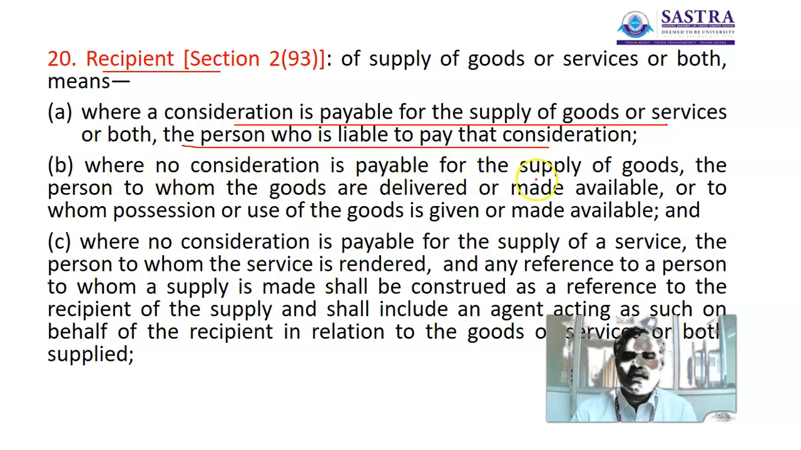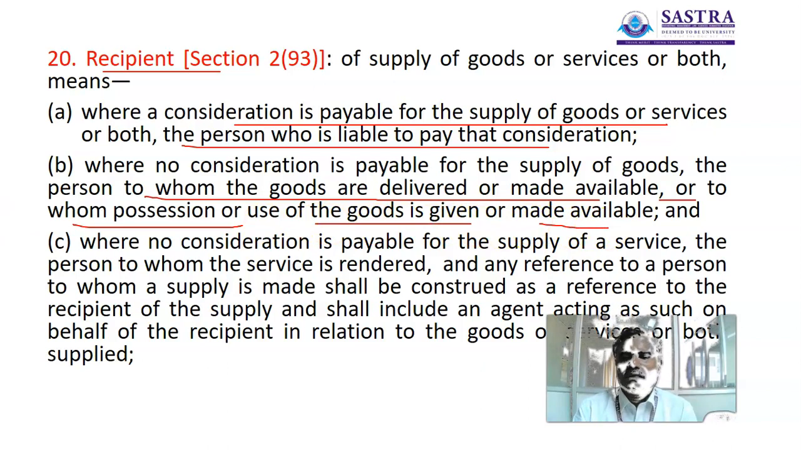Where no consideration is payable for the supply of goods, the person to whom the goods are delivered or made available, or to whom possession or use of goods is given or made available. Suppose there is no consideration to be paid, who delivered the product? They are responsible. Where no consideration is payable for a supply of service, the person to whom the service is rendered has to pay tax because it is valuable. Either you collect or you pay. That's all, because you are supplying.